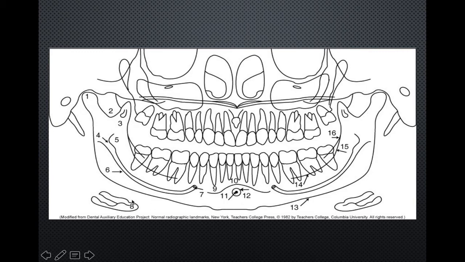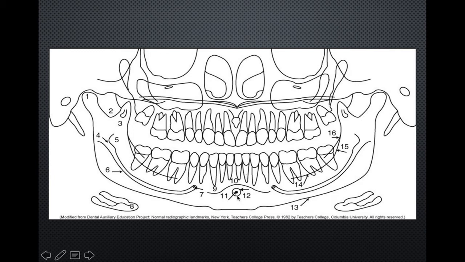Number 8, which is located down here. That'll be bilateral. Those are the hyoid bone. So you'll see the hyoid bone bilaterally down there. Number 9 here is our mental ridge. So it's that ridge, so that'll appear more radiopaque. Whereas number 10 will be more radiolucent. That's our mental fossa.